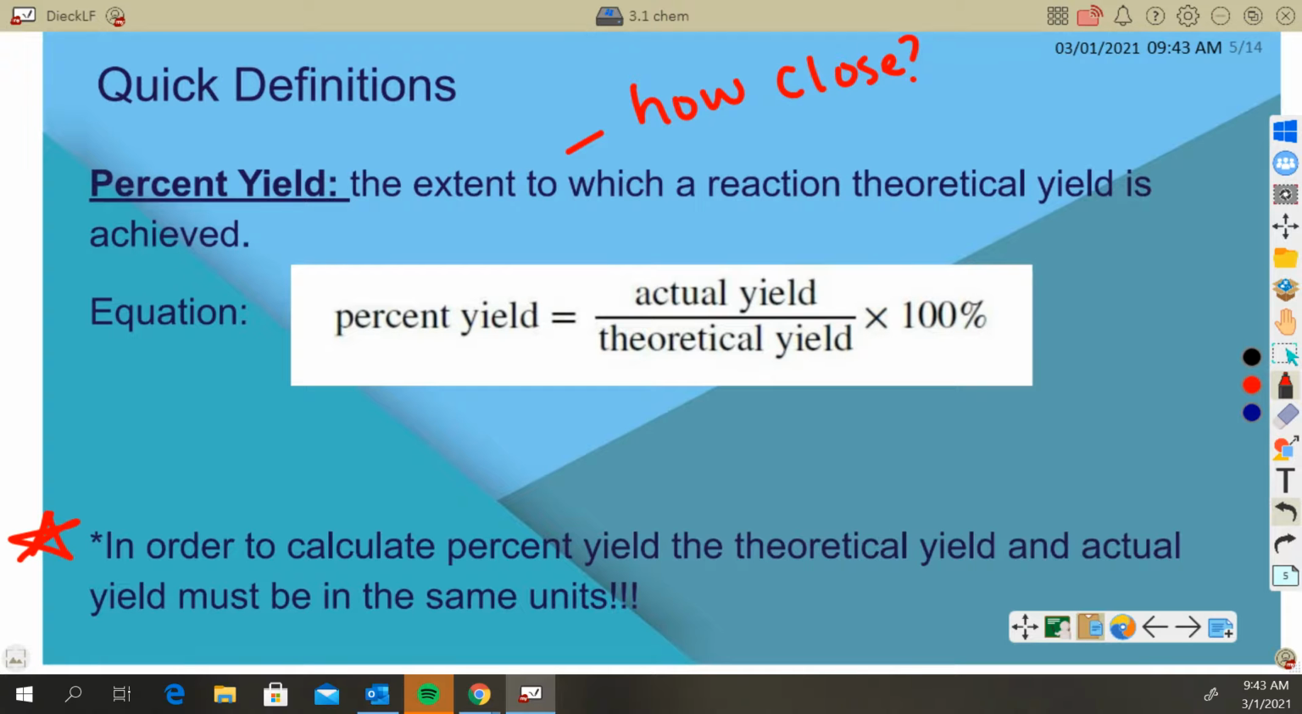In order to calculate percent yield, the theoretical yield and the actual yield have to be the same units. Okay. So for example, we can't have one that's in molecules and one that's in grams, or we can't have one that's in liters and one that's in grams. They have to be exactly the same units. That's going to give us the correct percent yield. So we want them to be in the correct or the same units.